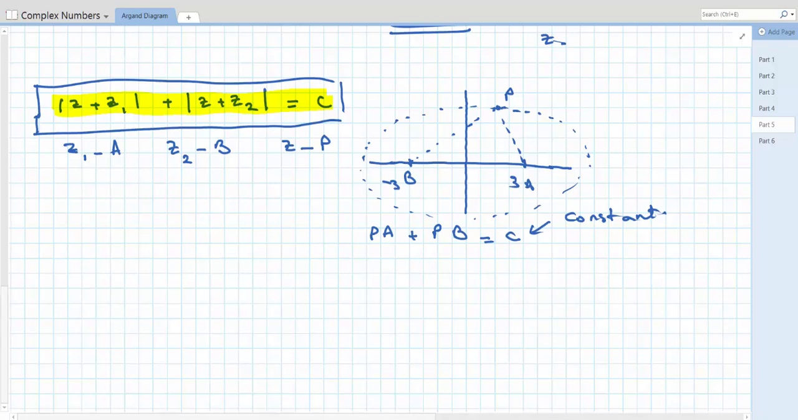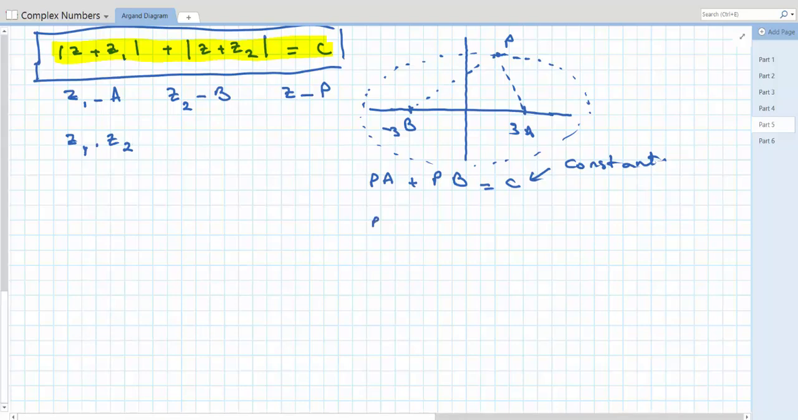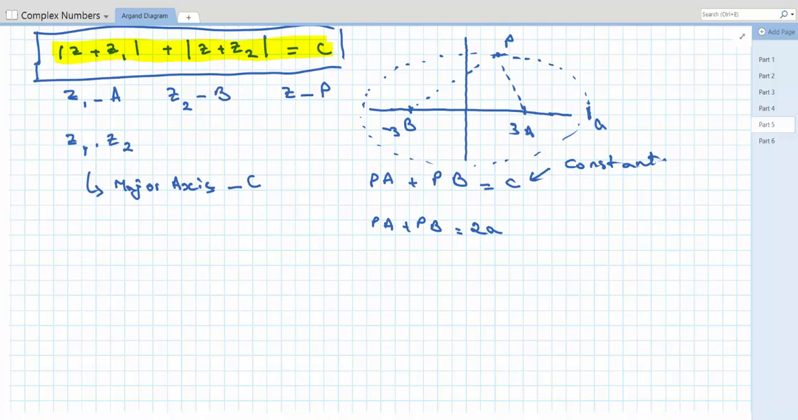Where our foci lie on z1 and z2. And remembering that for our ellipse, PA plus PB equals 2a, where a is the x-intercept, that would mean that in this case, our major axis has a length C. And then from that, we can continue on to work out all our other details.